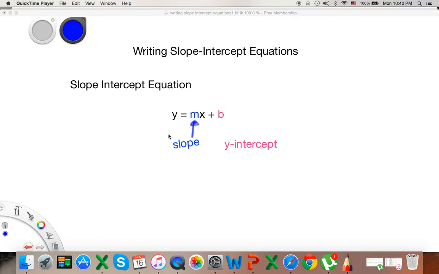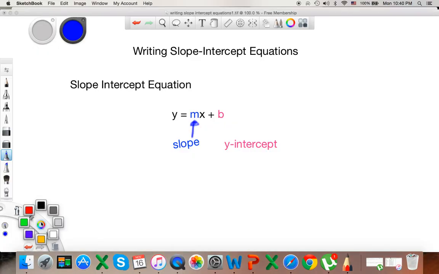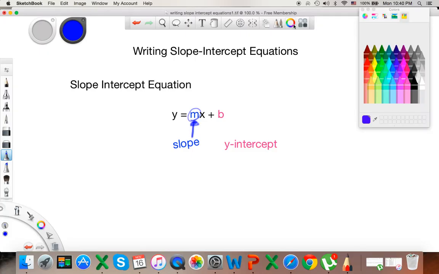Good evening, class. Today we're going to be talking about writing slope-intercept equations. The slope-intercept equation is y equals mx plus b, where m is the slope of the line and b is the y-intercept. Okay? Again, m is the slope of the line and b is the y-intercept.